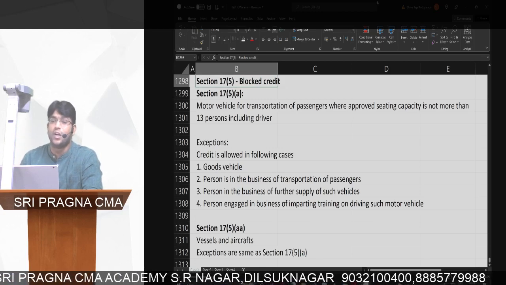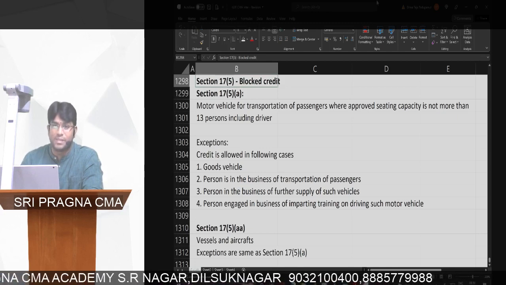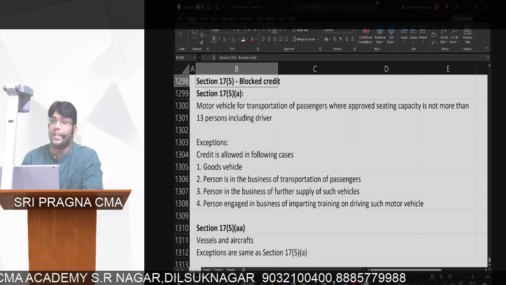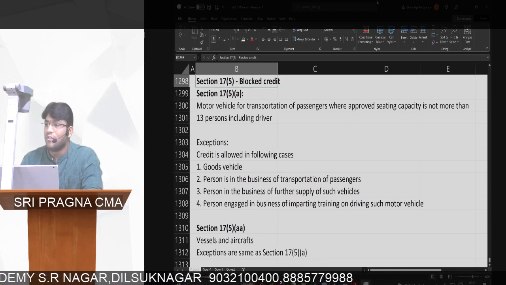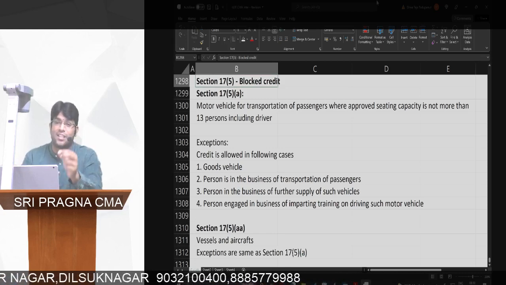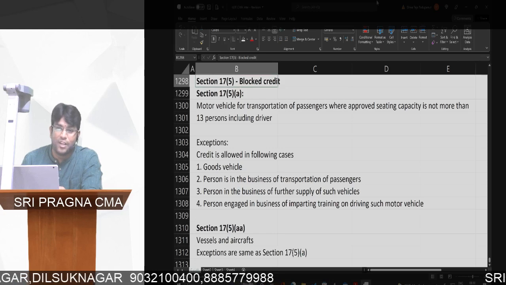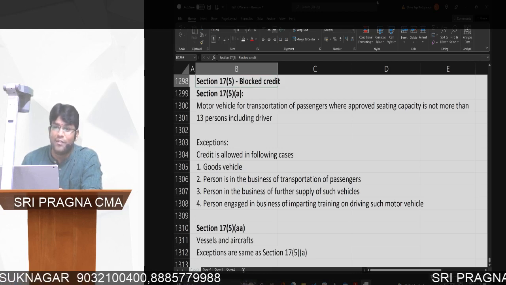Imparting training on what? Flying such aircraft or navigating such vessel. We will not drive, we will navigate a vessel; we will not drive an airplane, we will fly.